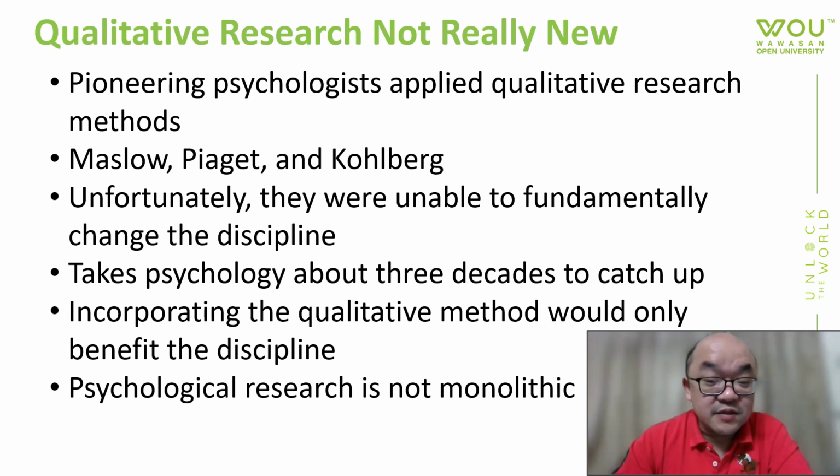So as mentioned just now, qualitative research is not really something new. It has been used even by pioneering psychologists. I imagine you will know the name Maslow, who came up with the hierarchy of needs. Piaget, the main figure of developmental psychology, discovered the stages of development, as well as Kohlberg, who has to do with moral reasoning development in children. All of them actually used qualitative research if you think about it.